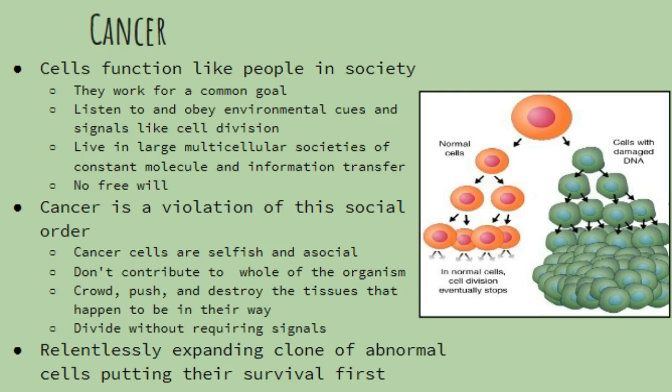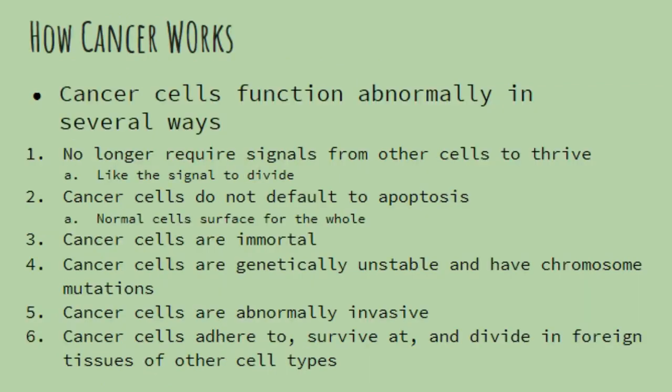So cancer cells are selfish and asocial. They don't contribute to the overall whole of the organism. They only look out for themselves and their own self-survival. They crowd, push, and destroy tissues that are in their way, and they divide without requiring or needing any signals from the body. Cancer cells are relentless expanding clones of abnormal cells. Cancer functions in several ways.